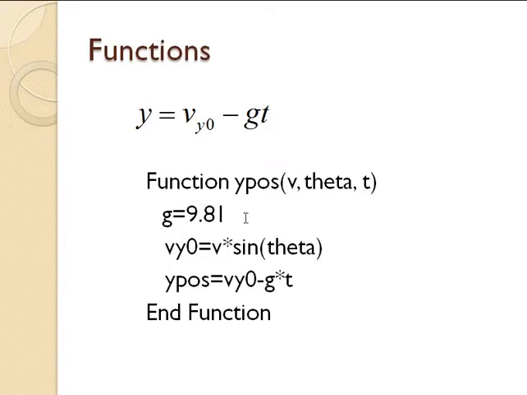Okay, so then I define a gravitational acceleration here in SI units. I calculate my initial velocity in the y direction from the initial velocity total and the angle. And then I calculate my position, the vertical position, as Vy naught times t minus one half g t squared. Okay, so the key here is that I have to have a variable in here that matches the name of the function. And whatever that variable is when the function is completed, gets sent back to Excel and dumped in the cell or wherever it was called from.